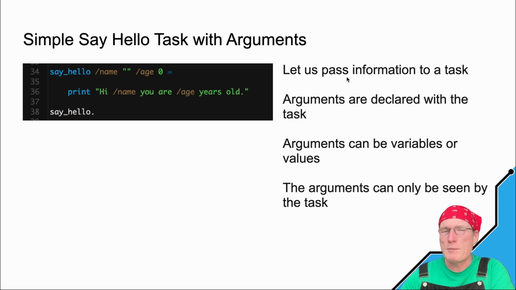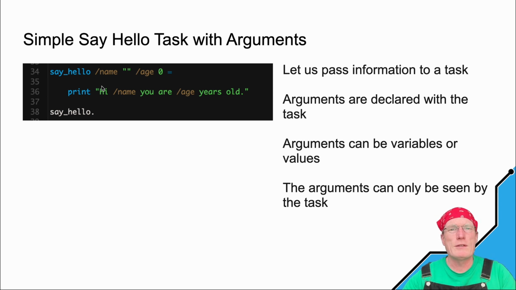So basically arguments in tasks let you pass information to the task. They are declared inside the task declaration, so that's what we've done up here. We put the details of the input arguments in the declaration of the task. And the arguments that you pass to a task can be variables or values, which we'll see in a wee bit. And finally, the arguments can only be seen by the task. So this name variable and this age variable are only visible inside this task. You can't see them outside of the task.